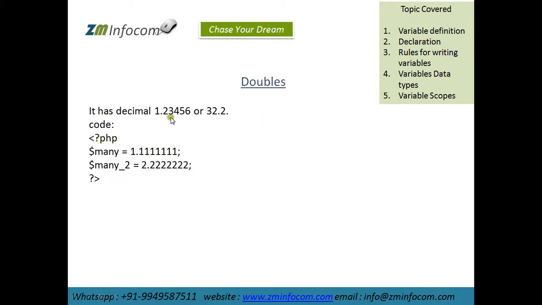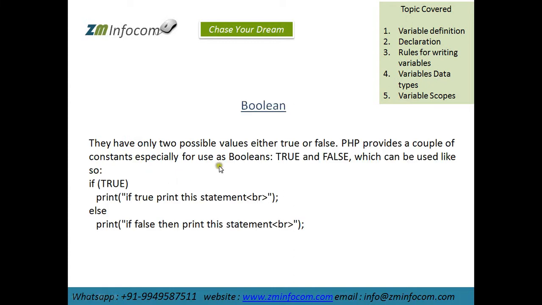Double. It has a decimal point, and you can see this example here also. We are using an underscore while naming, so you can see a different way of naming a variable here, and then the decimal sign. Boolean. They have only two possible values, either true or false. PHP provides a couple of constants specially for use as Boolean, true or false. In the example, we have given an if condition. We print this sentence only if the Boolean value is true, and if it is false, then it will print the else statement.